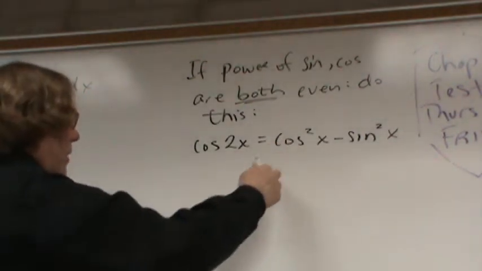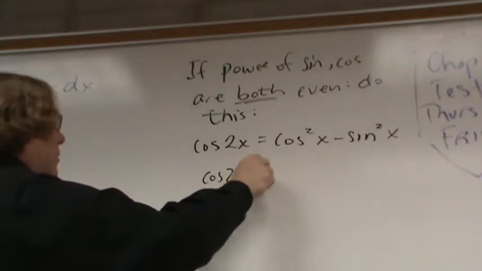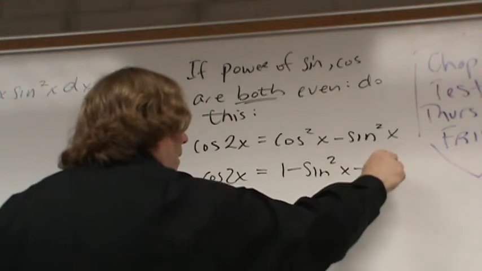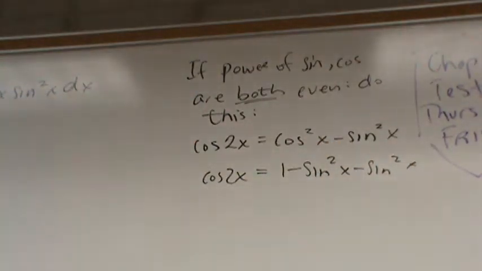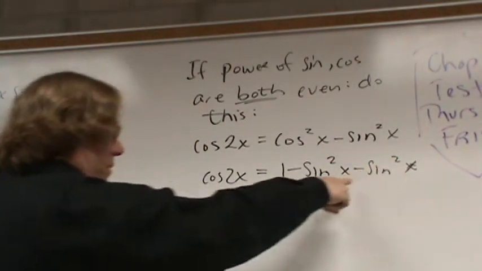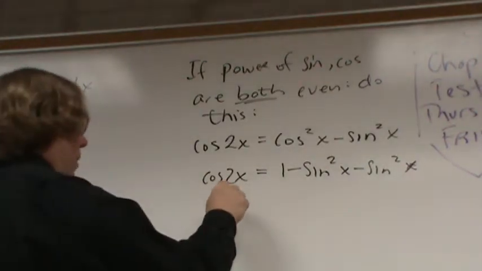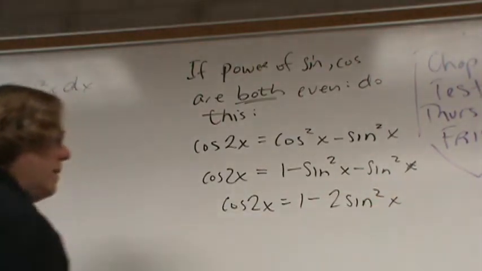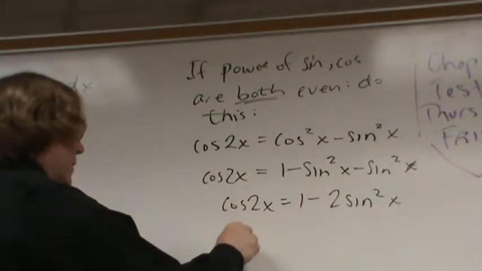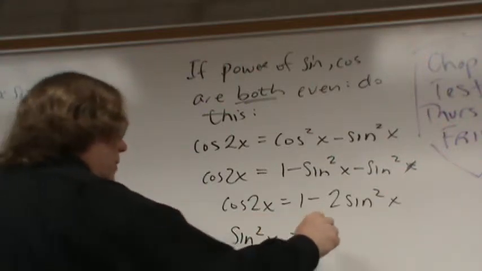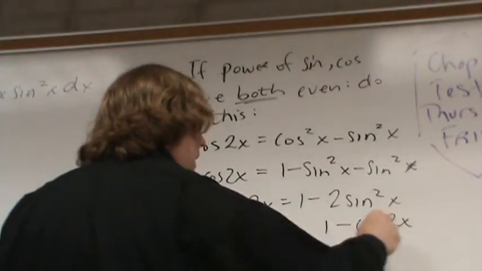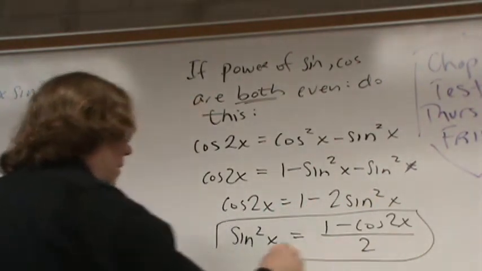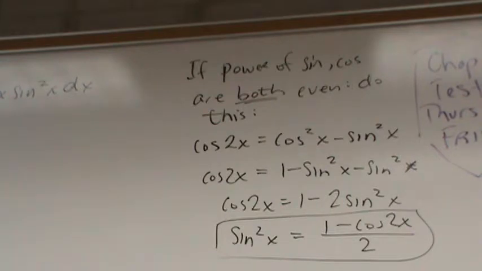So that means I'm going to make a substitution. Cosine 2x, I can substitute 1 minus 2 sine squared x, correct? And now I'm going to solve for the sine squared of x. So I have cosine 2x equals 1 minus 2 sine squared of x, or sine squared of x equals 1 minus cosine 2x over 2. That's one substitution you're going to make.